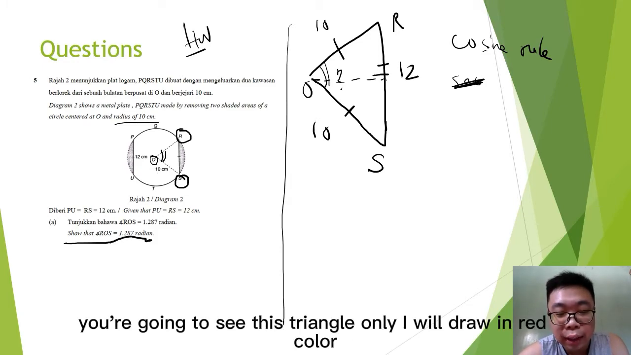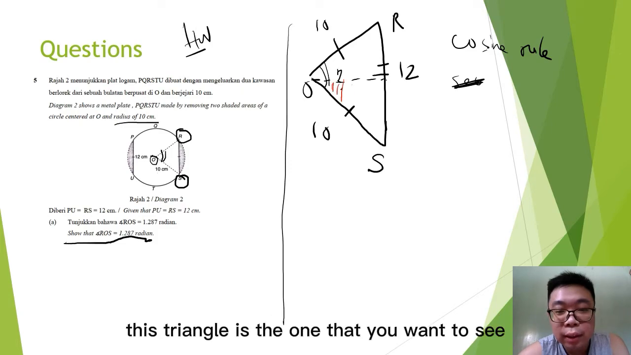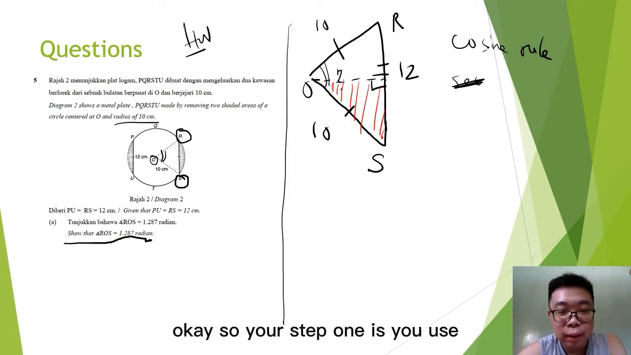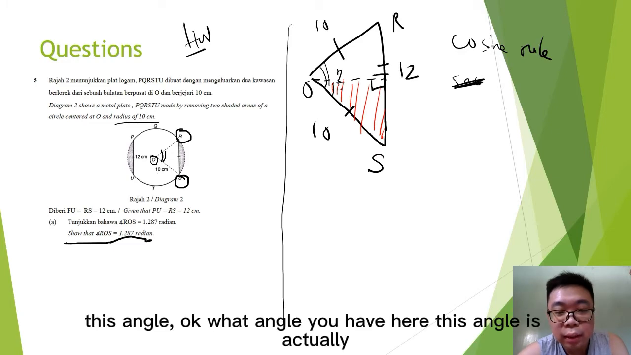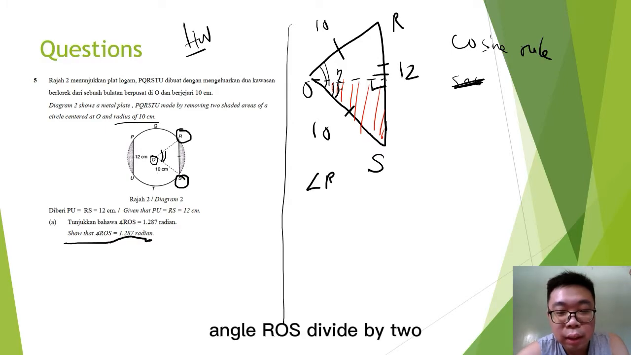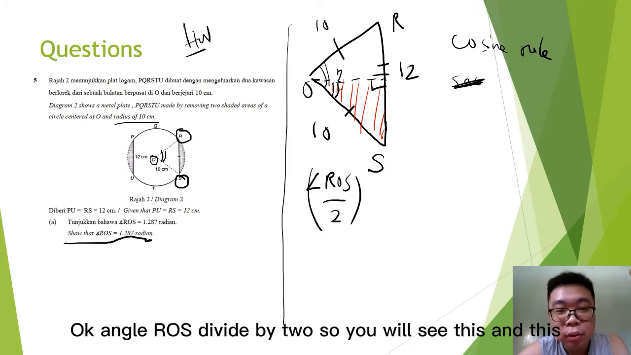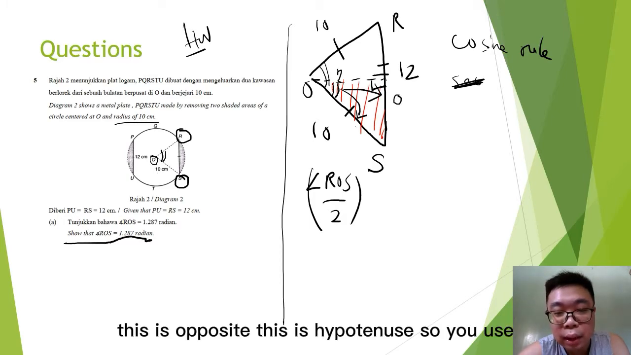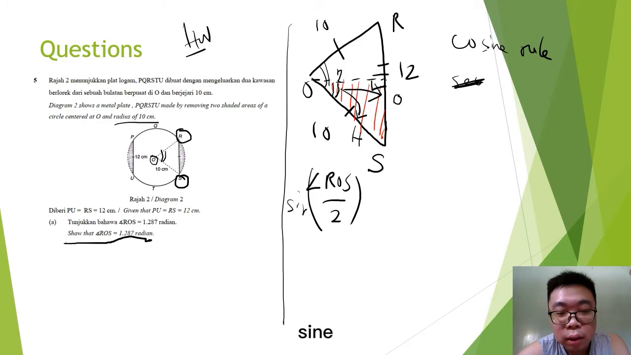I will draw in black color. Okay, this triangle is the one that we want to see. You have a 90-degree angle here. Step one is you use this angle. What angle do you have here? This angle is actually angle ROS divided by 2. So you will see this and this. What is this? This is opposite. This is hypotenuse. So you use sine.